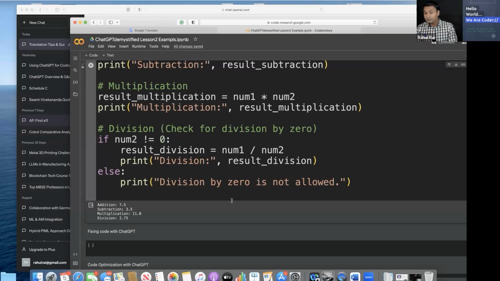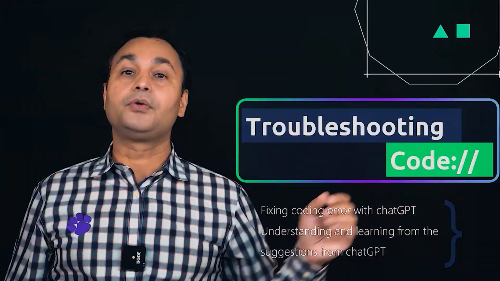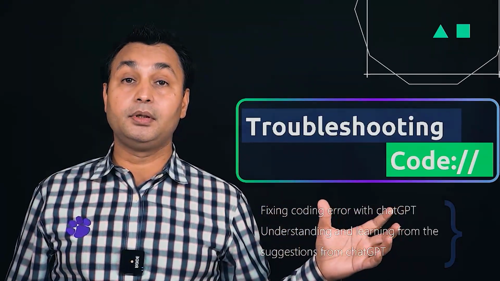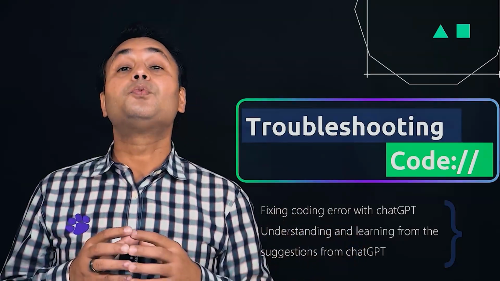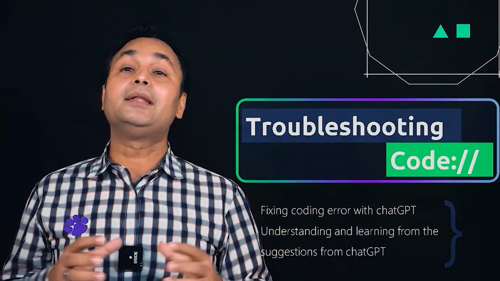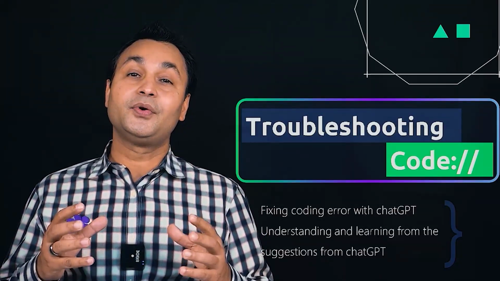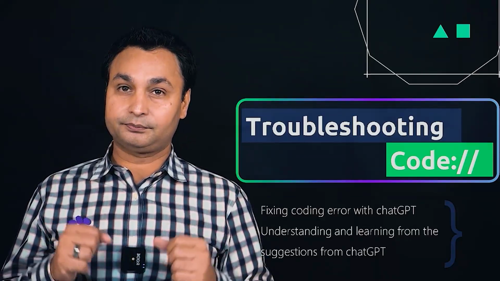So another important area where you can use Chat GPT for coding purposes is troubleshooting code. You can fix errors or the bugs in your code using Chat GPT, and you can understand and learn from the suggestions given by Chat GPT what kind of errors you're making, and that can make you a better programmer. So let's see some demos where we can use Chat GPT to debug codes.